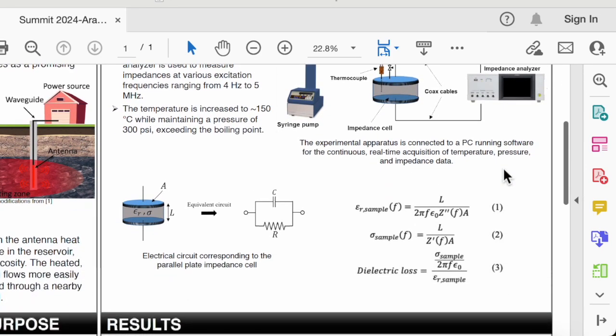The relative dielectric constant of the measured sample and its conductivity are determined from the following equations.